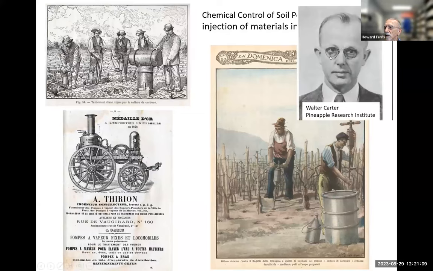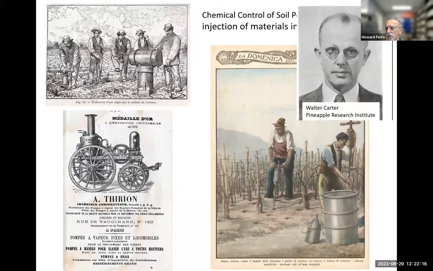In about the 1950s, Walter Carter was working at the Pineapple Research Institute in Hawaii, and he found out that some byproducts of petroleum distillation were toxic to nematodes, and particularly the material called dibromopropane. So what was called DD mixture. And when he injected DD mixture into the soil, then he killed the reniform nematode, Rotylenchulus reniformis, which is a serious pest of pineapple. And that, of course, began the evolution of soil fumigation for control of nematodes.